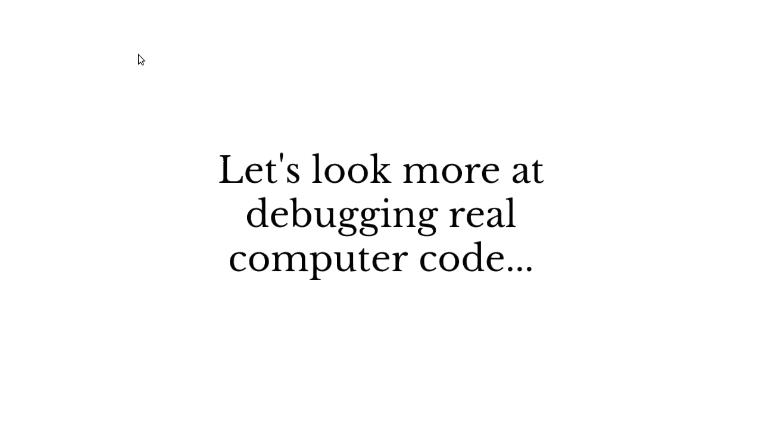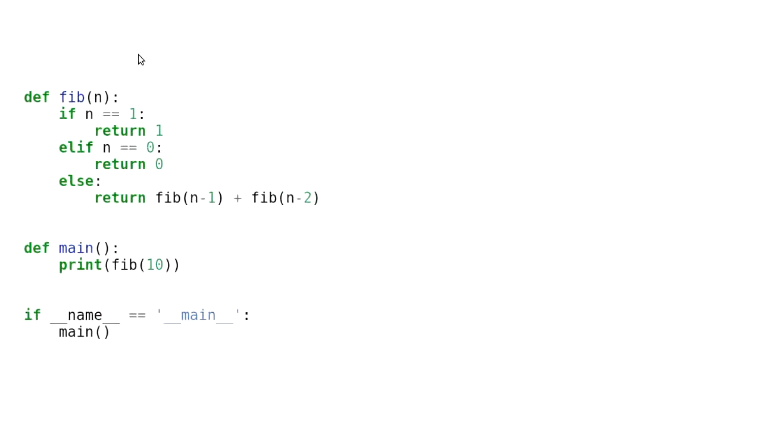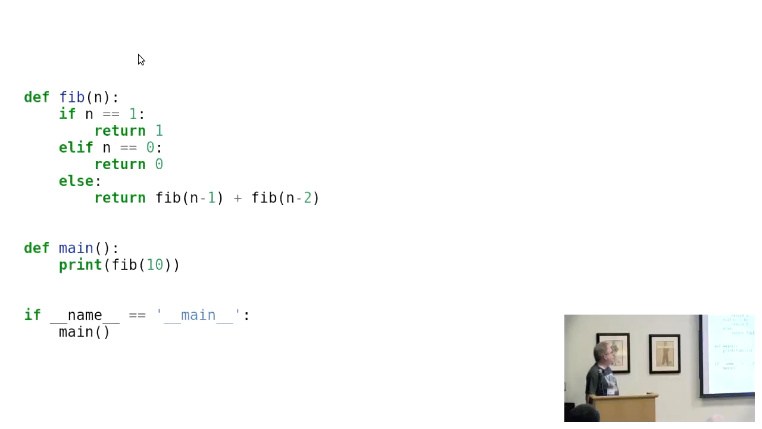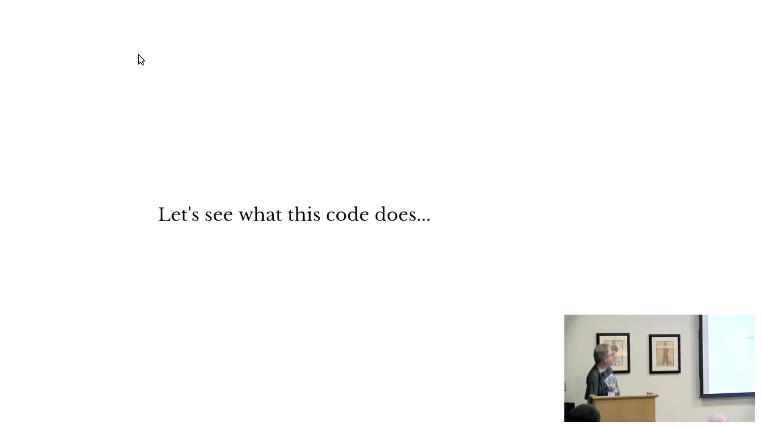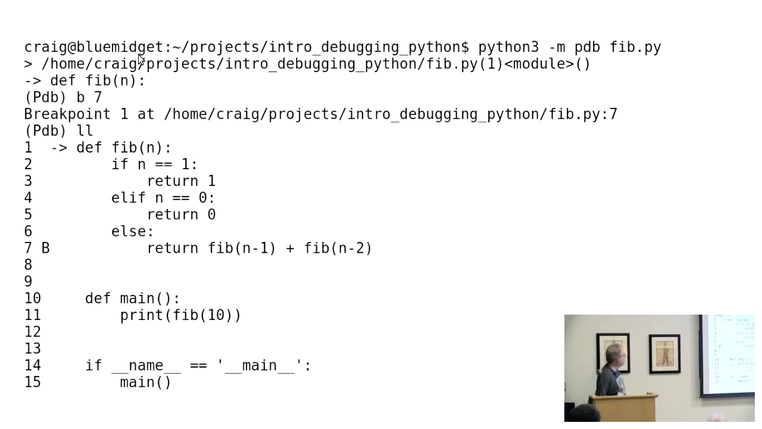So let's debug some real computer code. This is the Fibonacci sequence. Every coding interview should have one. What we'll do is see what this code does, and we'll bring up the debugger to do this. I'll set a breakpoint at line 7, because that's really where a lot of the interesting stuff happens in here.